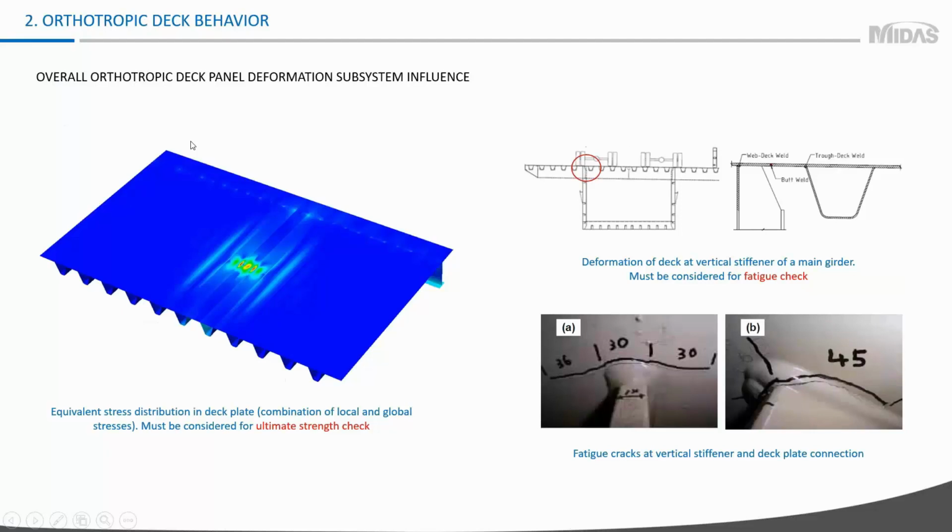Overall panel deformation subsystem. In this case, you have to consider a maximum Mises stress in deck plate due to combination of local plate deformation and global bending of the main girder. This all must be considered for strength check. Also, you have to consider a connection between a deck plate and a main girder, and if you have a vertical stiffener of main girders that connected to the deck plate, you have to provide fatigue check here as well, because it can be occurred here as well.